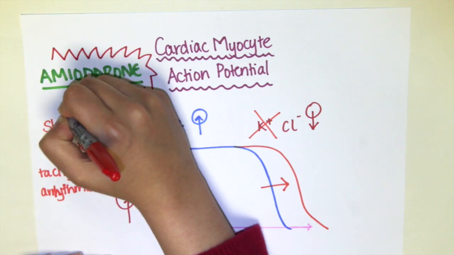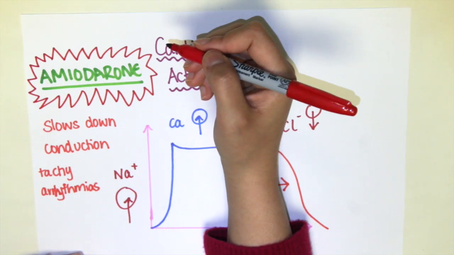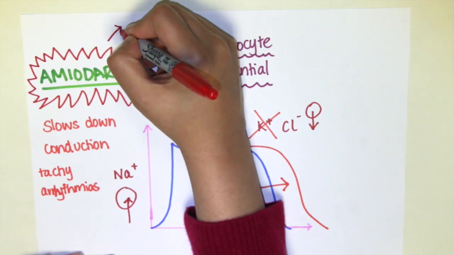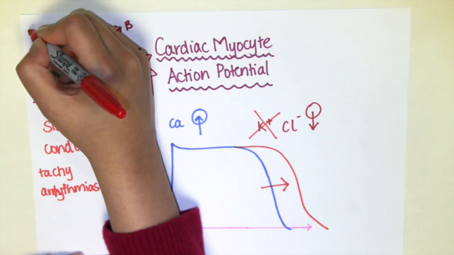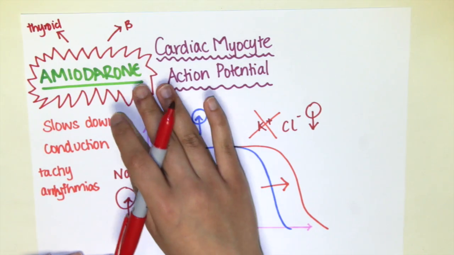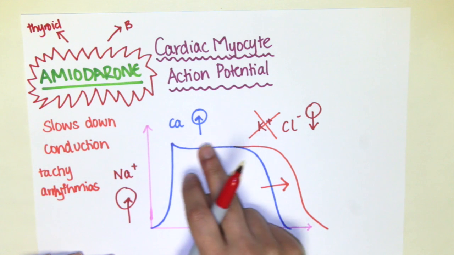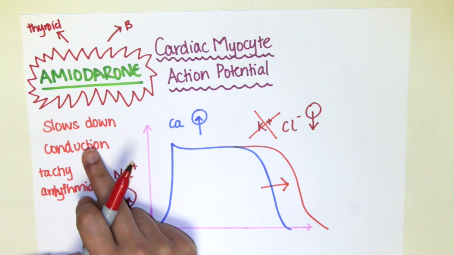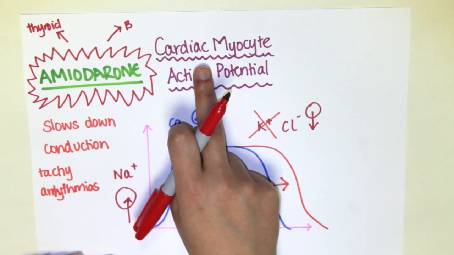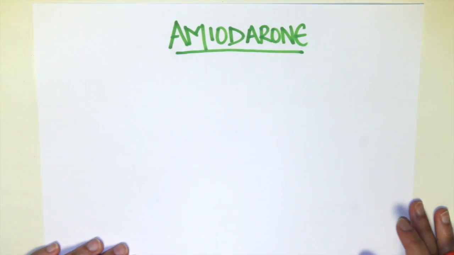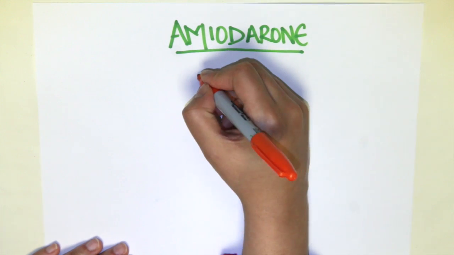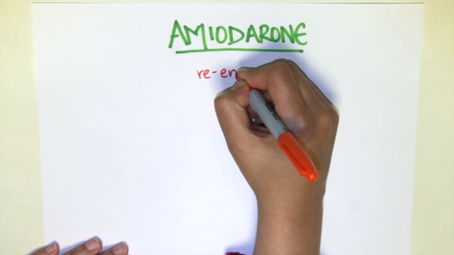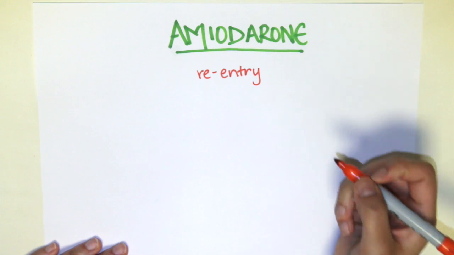Amiodarone has a very complex mechanism of action, as it acts on lots of different receptors, such as beta-adrenergic receptors, thyroid hormone receptors, but the important thing to remember is that the overall effect is prolongation of repolarization, slowing down the conduction of action potentials in cardiac myocytes. Clinically, amiodarone is especially useful in situations where there is a re-entry circuit.